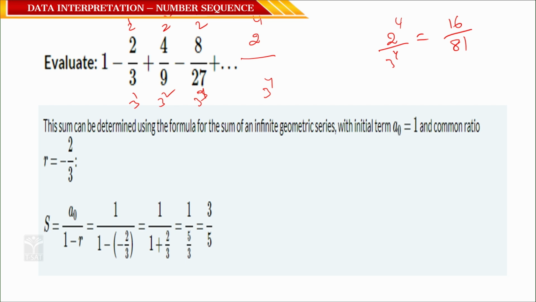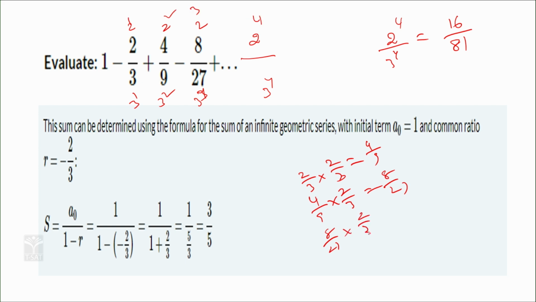You can find the number by observing the pattern. Or you can simply multiply: when 2 by 3 is multiplied with 2 by 3, 4 by 9 comes. When 4 by 9 is multiplied with 2 by 3, it is 8 by 27. When 8 by 27 is multiplied with 2 by 3, it is 16 by 81. Correct or not? This is the value.